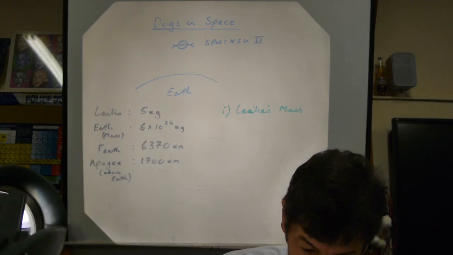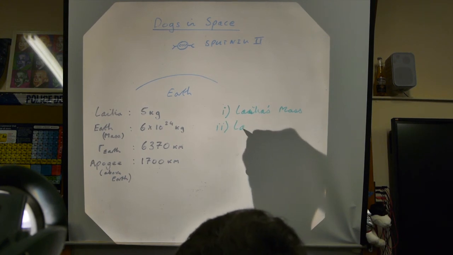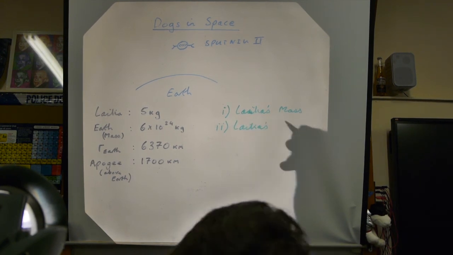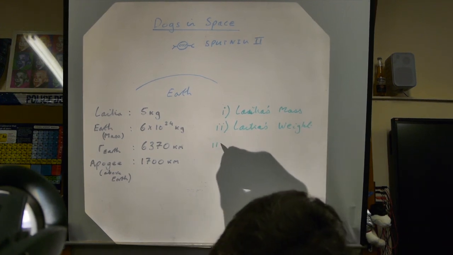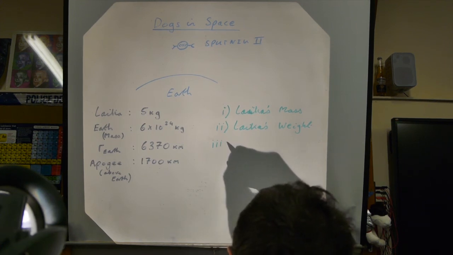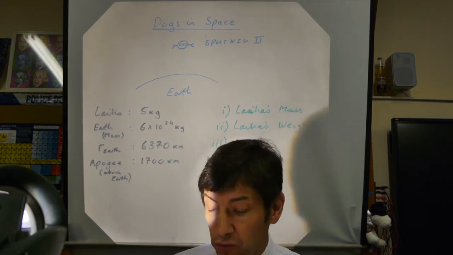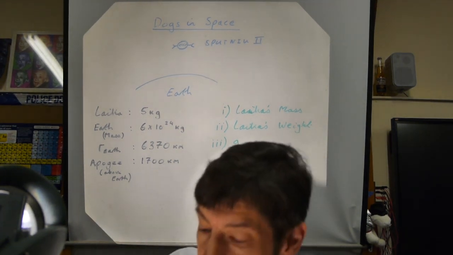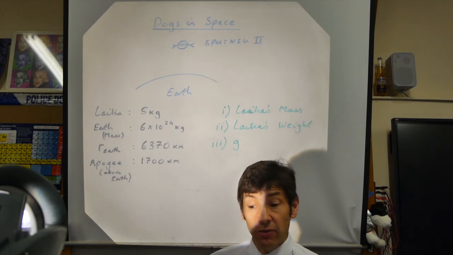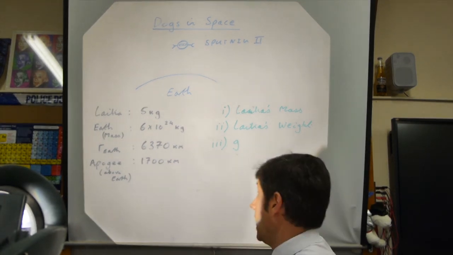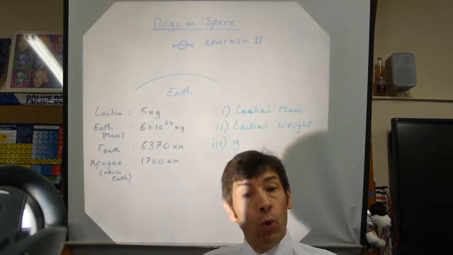The second question I want to ask was, at the apogee, what was Laika's weight? And the third thing I want to know is, using that, can you make sure that you write down the value of g at Laika's apogee? So if you got asked any other questions, like some other objects in the Sputnik 2, what weight do they feel?